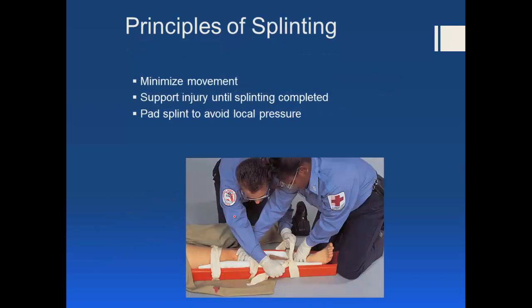For principles of splinting, you're going to minimize movement, support the injury until splinting is completed, and pad the splint to avoid local pressure. So we want to keep the splint padded. You can see these are actually called board splints because they're just padded boards. And then they've got a layer of padding around this to help distribute the pressure all over. And they've got this tied in a few separate places.